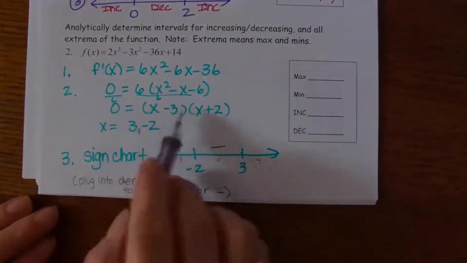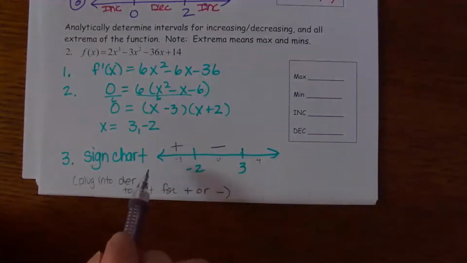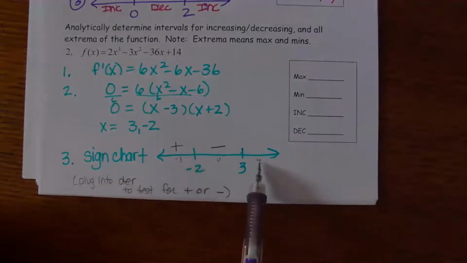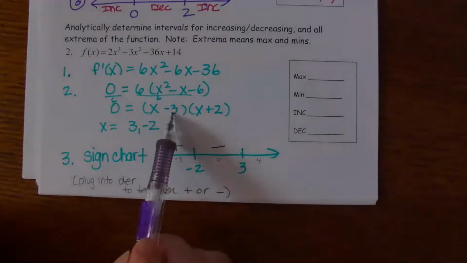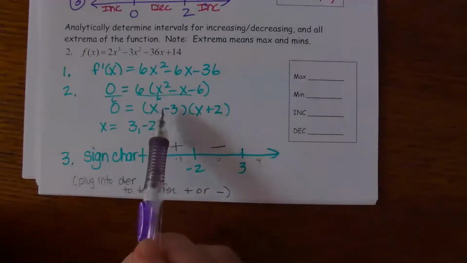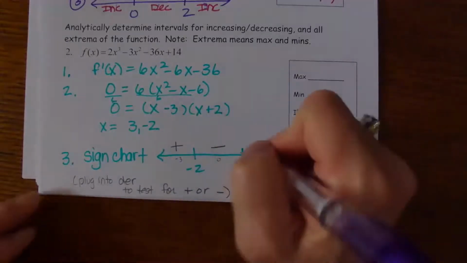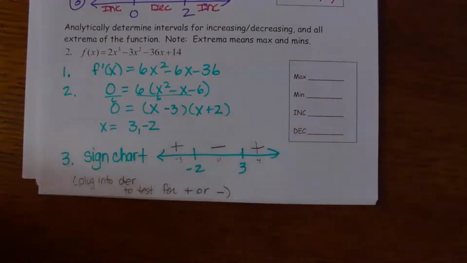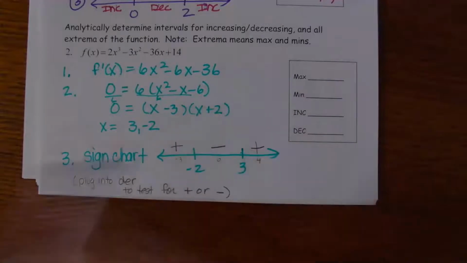And are you allowed to plug into the one you factored? Sure. And that's usually easier, right? Here we have 4. 4 minus 3 gives me a positive. 4 plus 2 is a positive. And what's a positive times a positive? Tell me another way you knew they were going to alternate. None of these factors have a square, right?